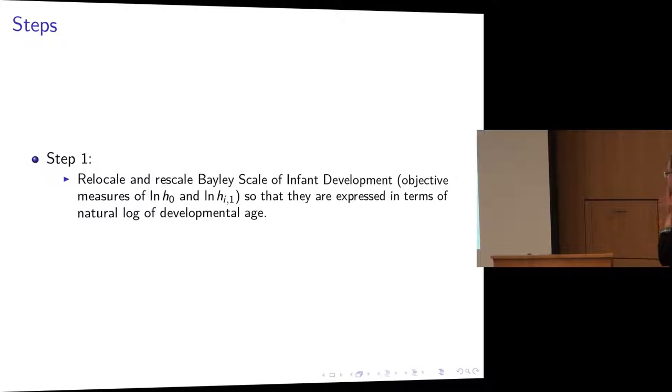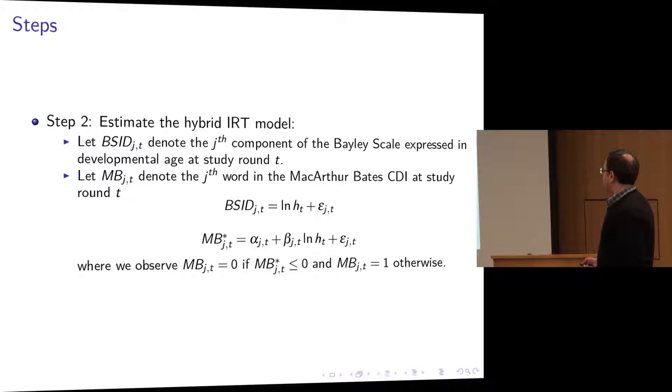Step two, you're going to have a hybrid IRT model. This hybrid IRT model is going to have a continuous measure that is a function of the human capital that you're interested in. If it's baseline, this t is 0. If it's follow-up 1, this t is 1. If it's follow-up 2, this t is 2. And then an error term. Then you have another component, which is the MacArthur-Bates, which truly is binary. You don't observe this element here. What you observe is 0 if this is less than or equal to 0, and you observe 1 if this is greater than 0. What you're trying to do is estimate the variances of each one of those terms, the alphas and the betas.